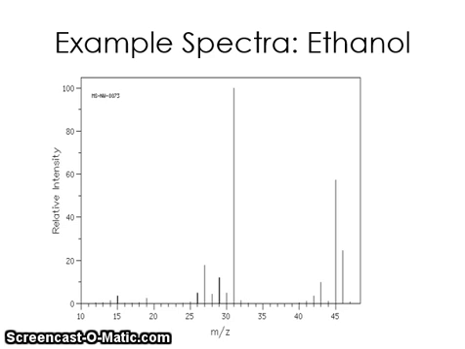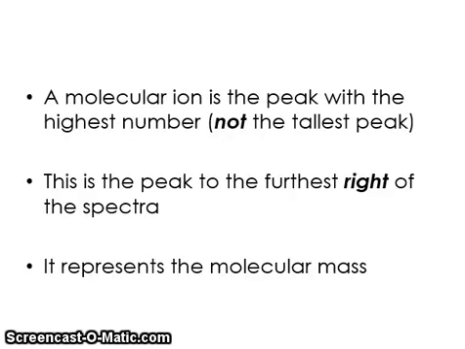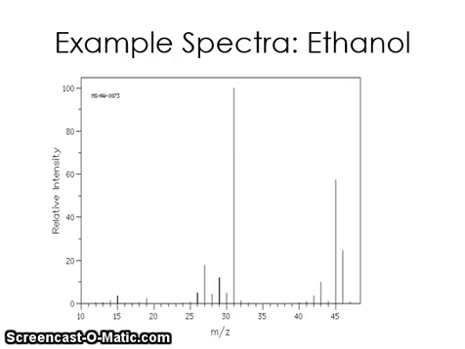So we can summarize what the spectra look like on this slide. What we're interested in at AS is the molecular ion. And a molecular ion is the peak with the highest number. So it's not the tallest peak. It's the peak with the highest number. So it's the peak to the furthest right of the spectra, and it represents the molecular mass. So if we look again at our spectra, you can see that the peak on the far right hand side is not the tallest peak, because the tallest peak is at about 31, but it's the peak to the furthest right, and that shows us that the molecular mass of ethanol is 46.